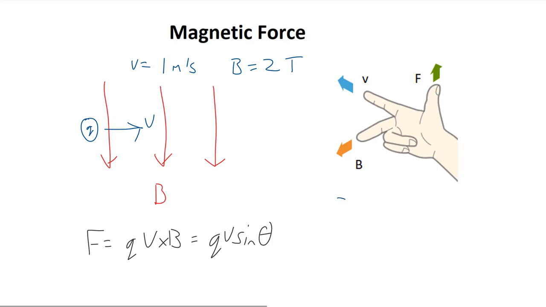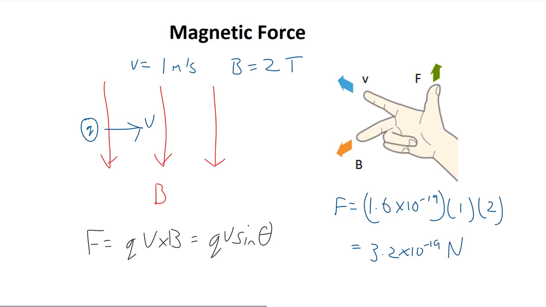Therefore, the magnetic force on this particle is equal to q, which as I said is 1.6 × 10^-19, multiplied by the magnitude of the velocity, which in this case is simply 1 meter per second, multiplied by the magnitude of the magnetic field strength, which in this case is simply 2 Tesla. Working this out, we get that the magnetic force is equal to 3.2 × 10^-19 newtons. And again, as I stressed, in this case that force is pointing into the screen. That force is causing that charged particle to accelerate into the screen.